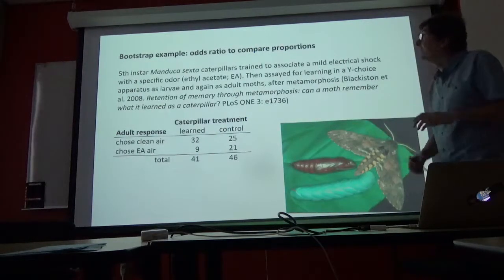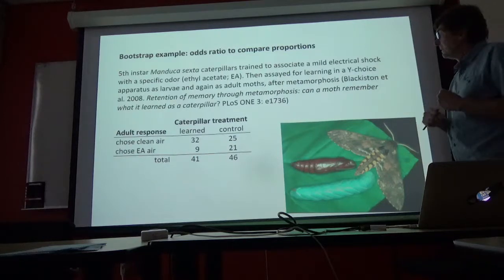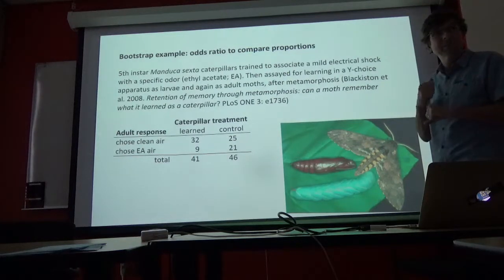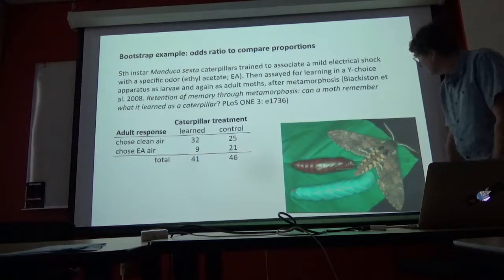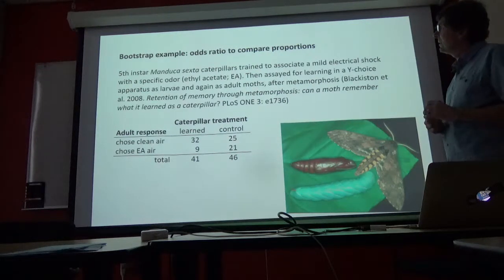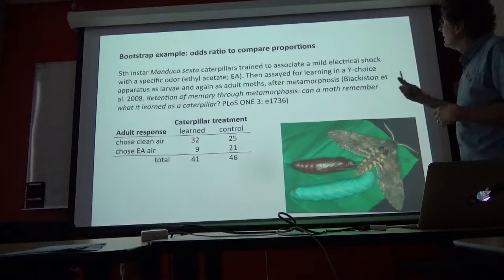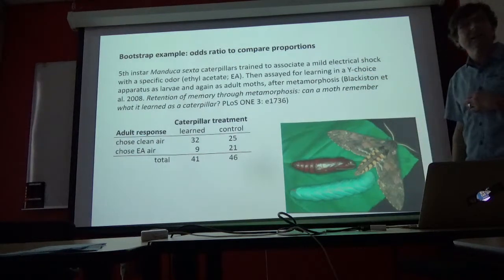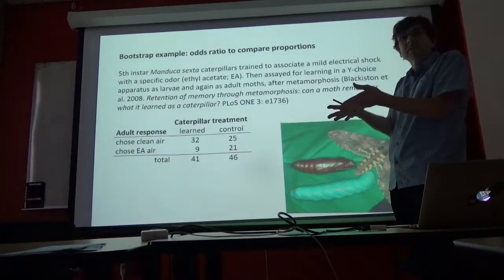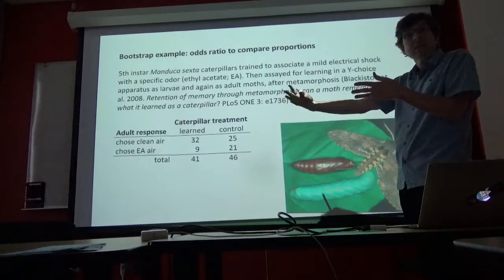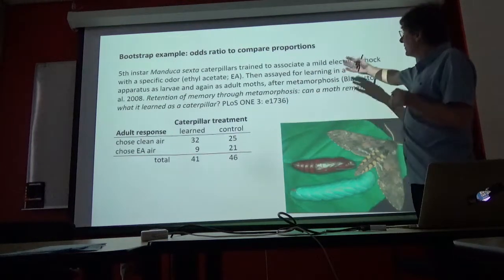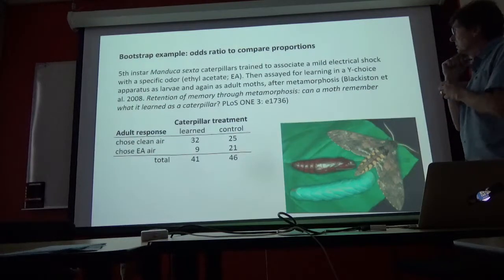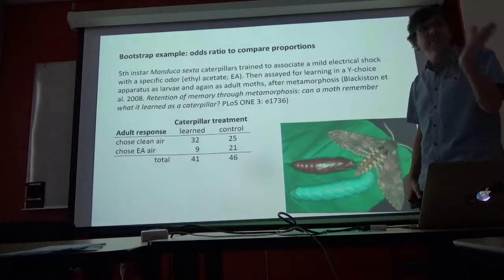So here's my example. I'm going to use it to look at something called the odds ratio, which is a measure of association in a 2x2 table, frequently used in medical research. This is an experiment to look at whether caterpillars can learn. They provide caterpillars with a specific odor, ethyl acetate, and train them to associate that odor with a mild electric shock. Then you put these caterpillars into a Y tube, with a whiff of ethyl acetate in one direction and clean air in the other. The question is, after you've taught the caterpillars to associate an odor with an electric shock, in general will they go towards the clean air?